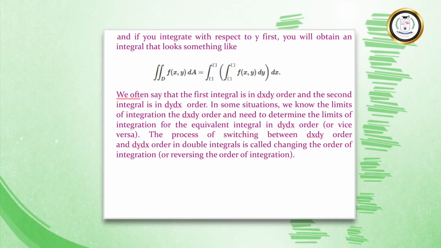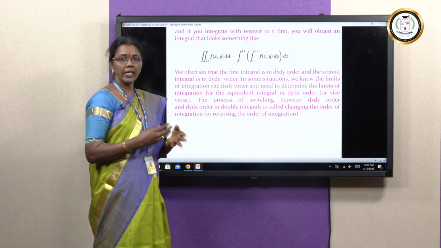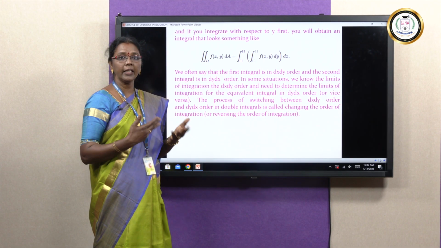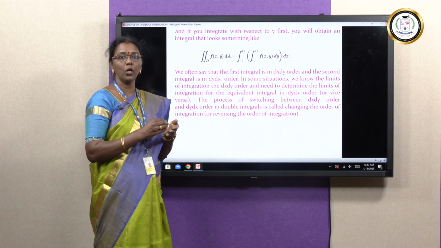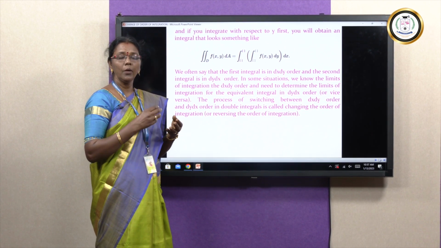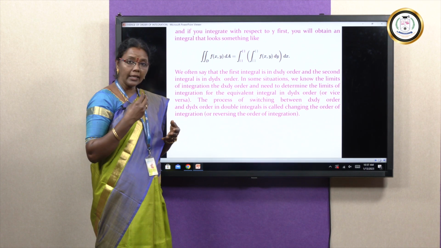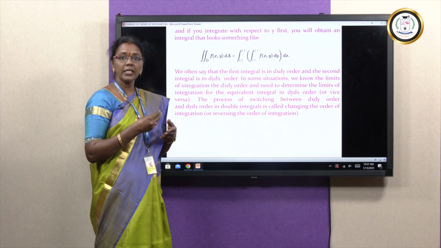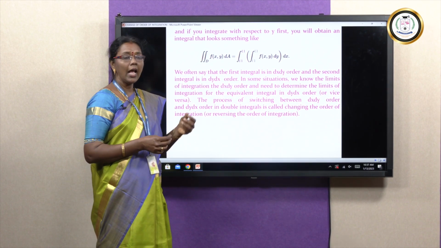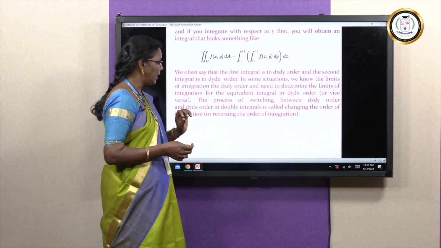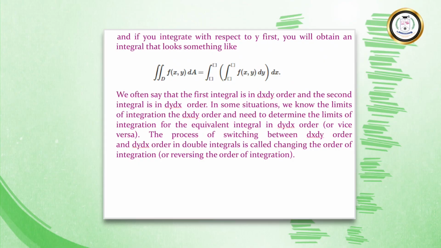We often say that the first integration is in dx dy order and the second integration is in dy dx order. In some situations we can't integrate with the same order, because depending on the limit we can't integrate in that order. At that time we use changing the order of integration and get the solution easily. We are switching between dx dy and dy dx. That is called changing the order of integration.